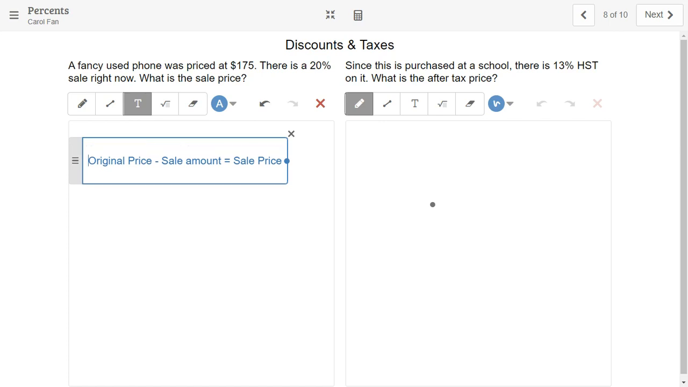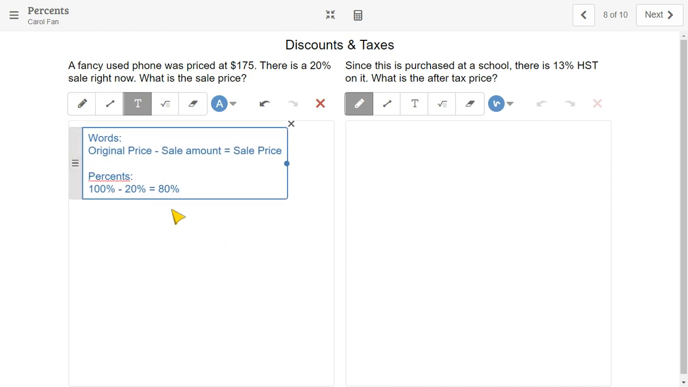This is representing it in words. Now, I can discuss this in percents as well. The original price was 100%. I'm going to subtract 20%, and this is equal to the sale price. Let's come back to the second part.